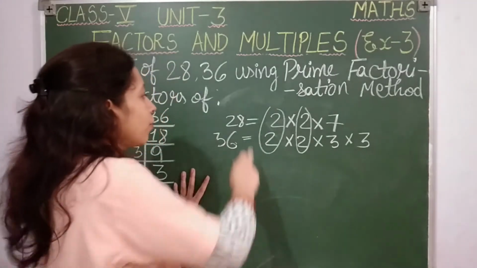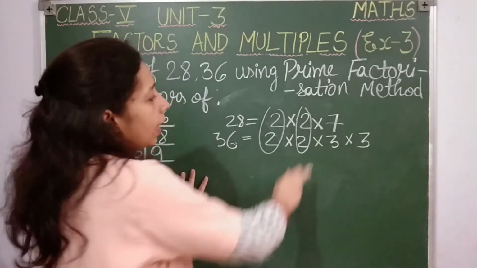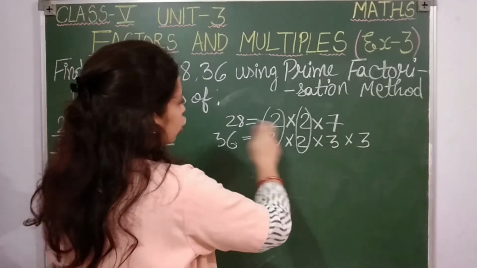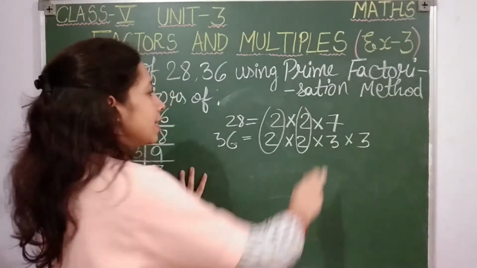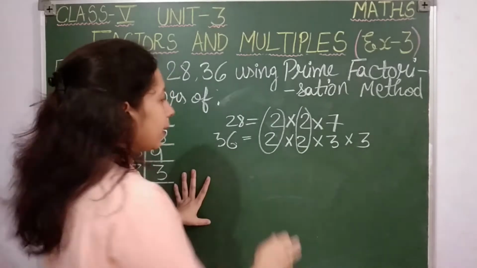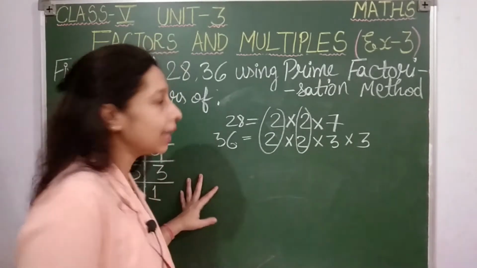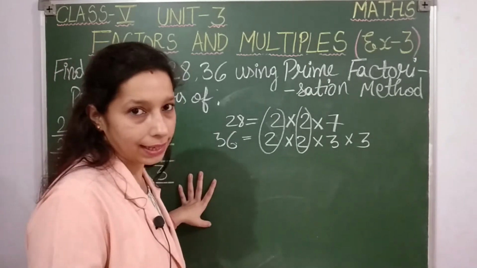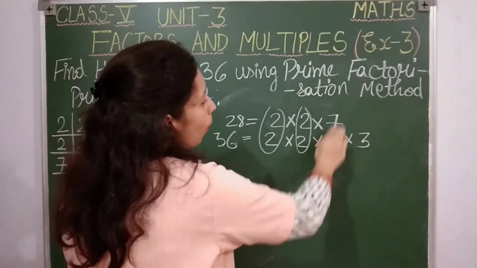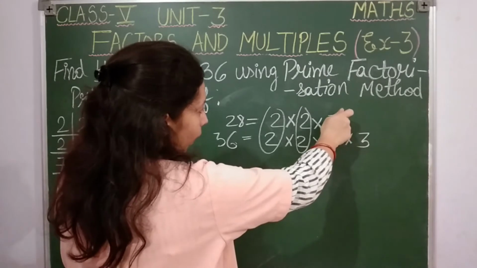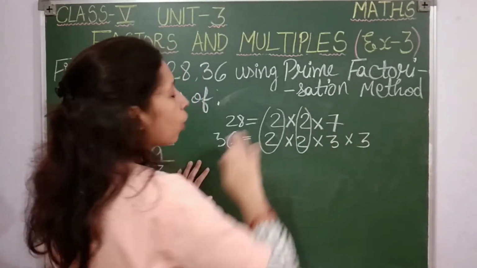These 2's are common for 28 and 36, isn't it? Can you see any other prime factor which is common for 28 and 36 both? 7 is dividing 28 exactly, but it is not dividing 36. In the same manner, 3 is dividing 36 exactly, but it is not dividing 28. Clear students? Means there is no pair for 3 in 28 and there is no pair of 7 for 36.